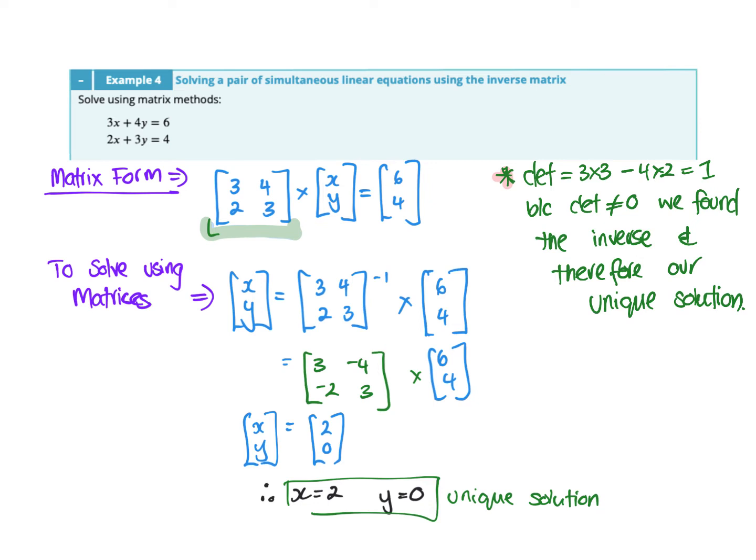So sometimes if you don't want to work it all out, if they just ask you, do these equations have a unique solution? Well, if you want to check for a unique solution, so you don't want to know what it is, you just want to know that there's an answer, you just make sure the determinant, the det, doesn't equal 0. And that's the determinant of this first matrix. So it can save you a bit of time. You don't have to do the whole process.